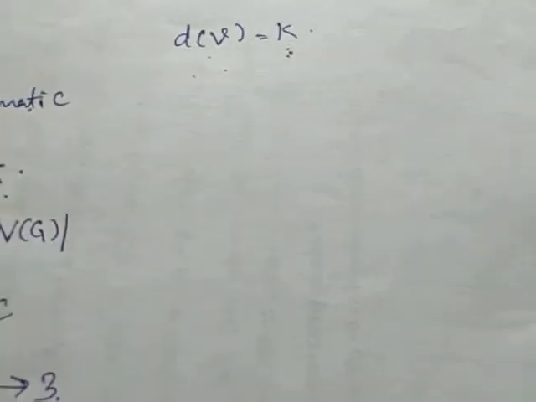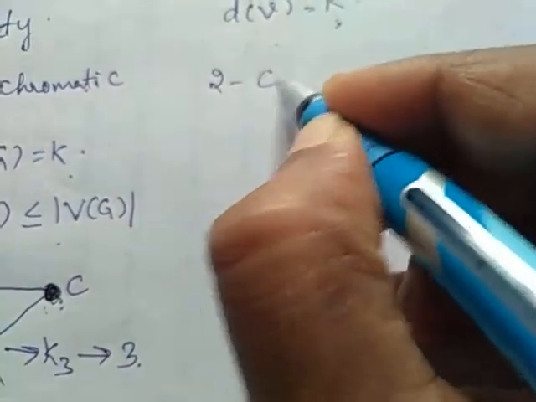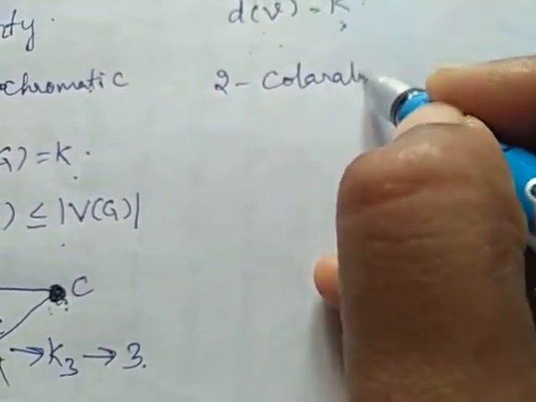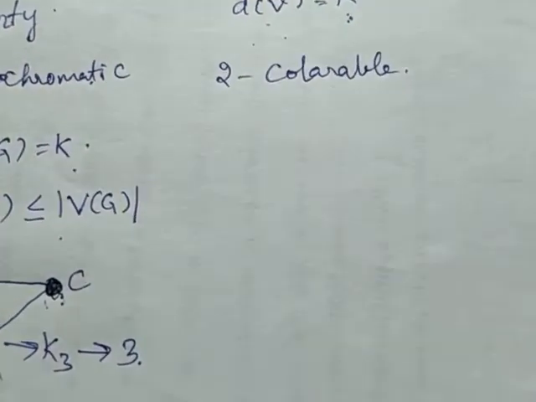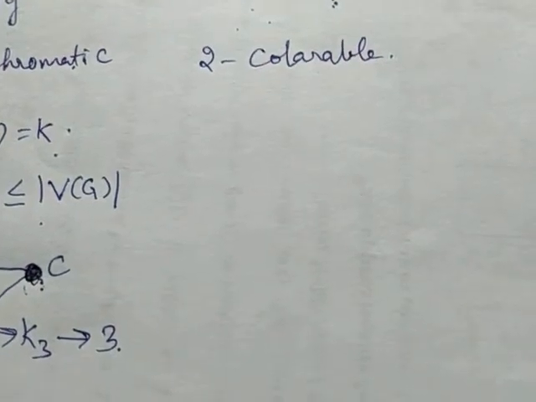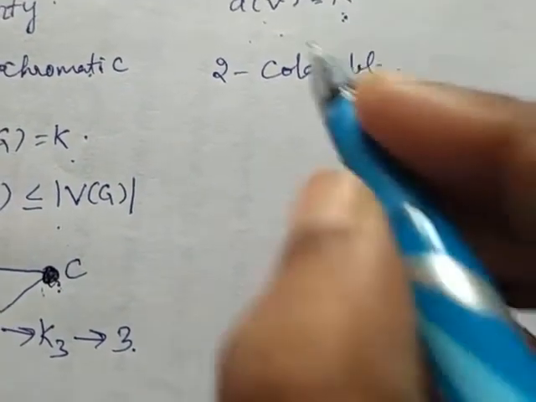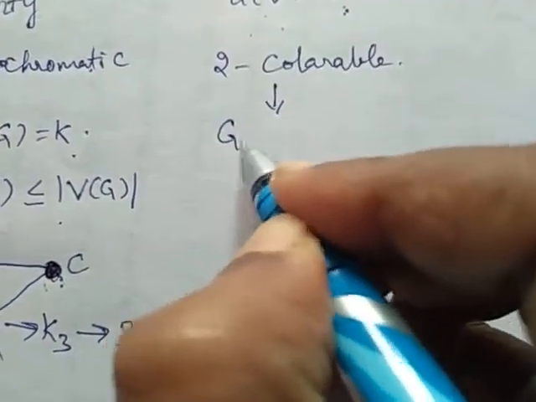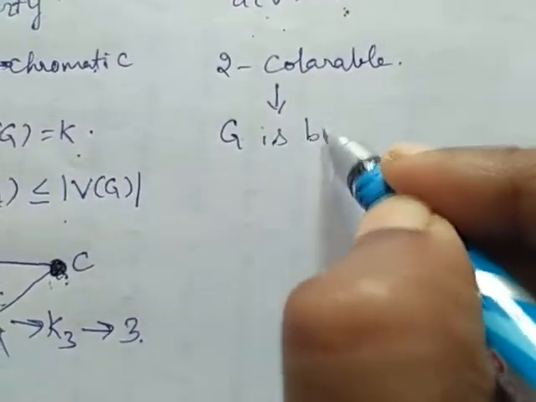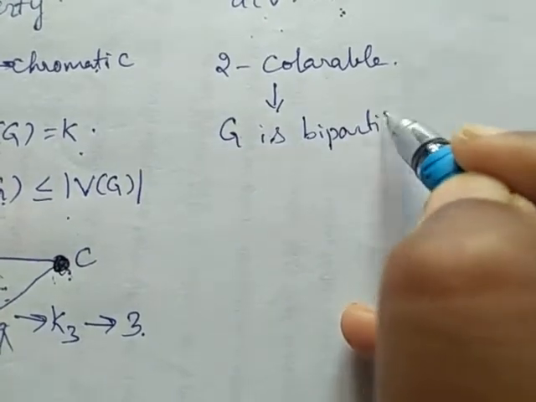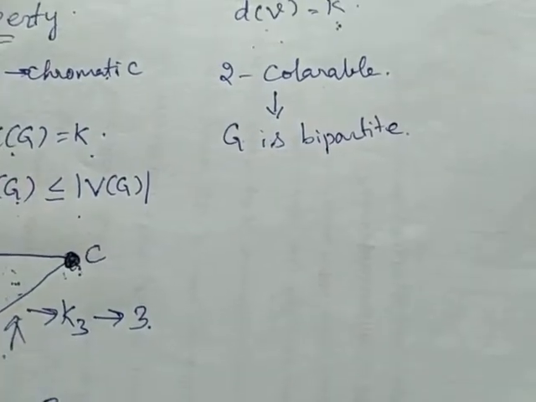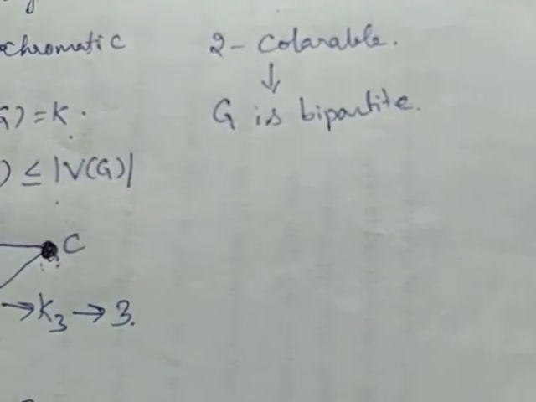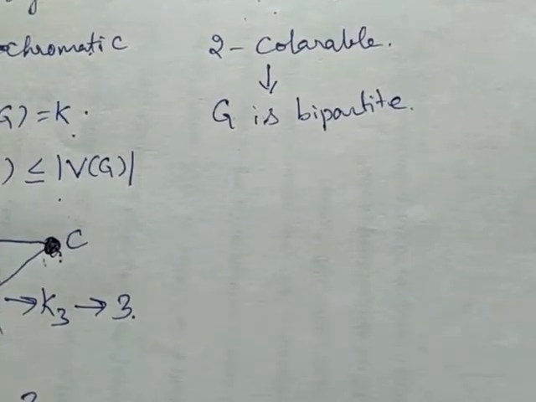Now, the last property. Whenever a graph is two colorable, means using only 2 colors, we can color the graph properly. So, whenever a graph is two colorable, it is bipartite. Bipartite means we can split the vertex set.